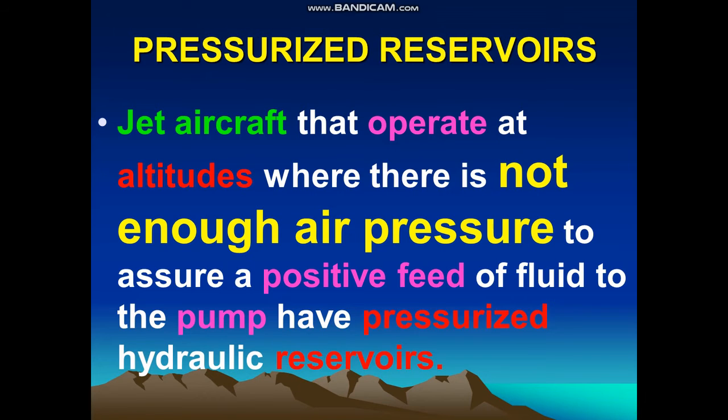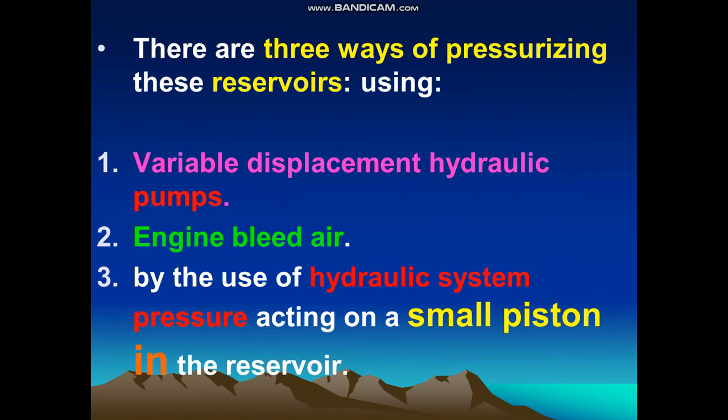What about the pressurized reservoirs? Jet aircraft that operate at altitudes where there is not enough air pressure to assure a positive feed of fluid to the pump have pressurized hydraulic reservoirs. There are three ways of pressurizing these reservoirs: using a variable displacement hydraulic pump, engine bleed air, or hydraulic system pressure acting on a small piston in the reservoir.